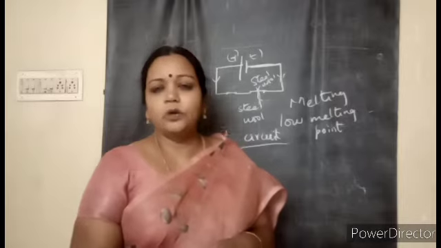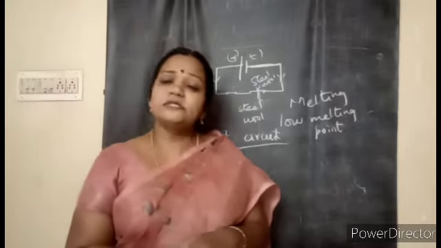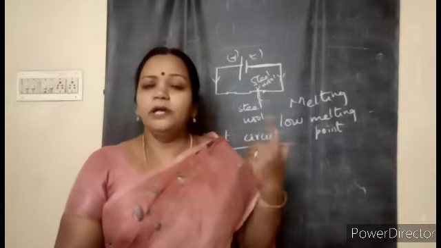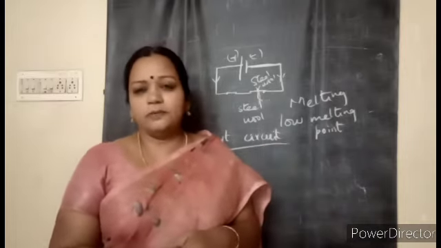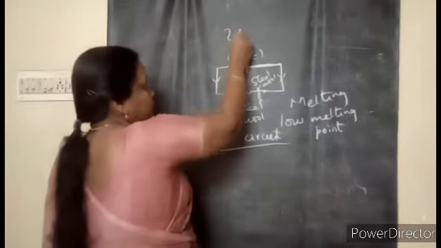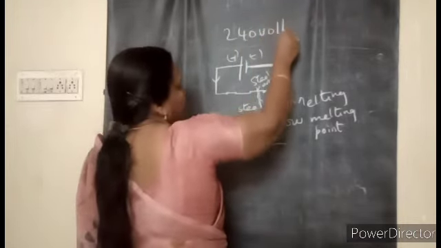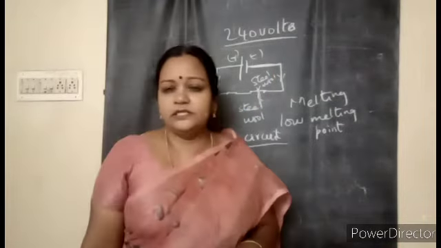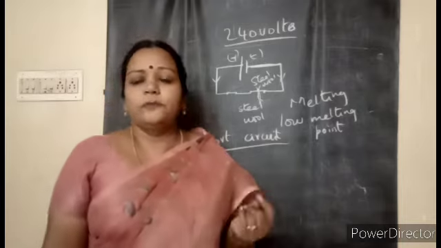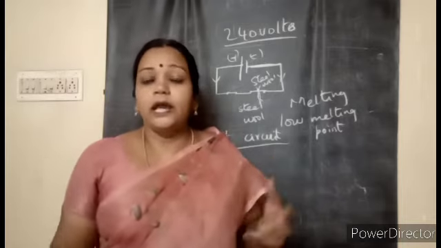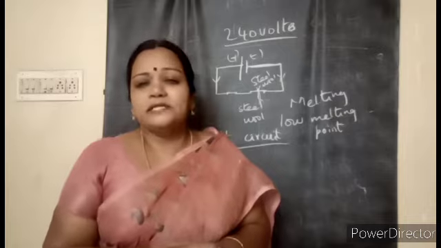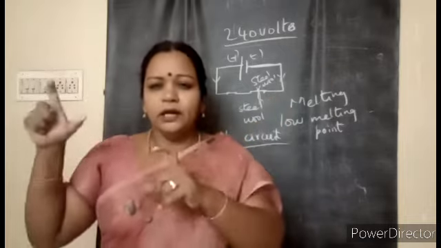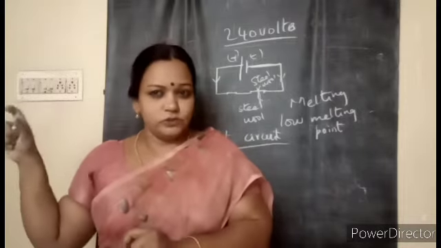So why does this happen at home? Sometimes excessive current will be received. To our home, the domestic supply, we get 220 to 240 volts. Due to some reason, if excessive current is flowing and many appliances are connected, you might have seen in your home that every two rooms are connected on one circuit, and there will be some controlling device also for that.